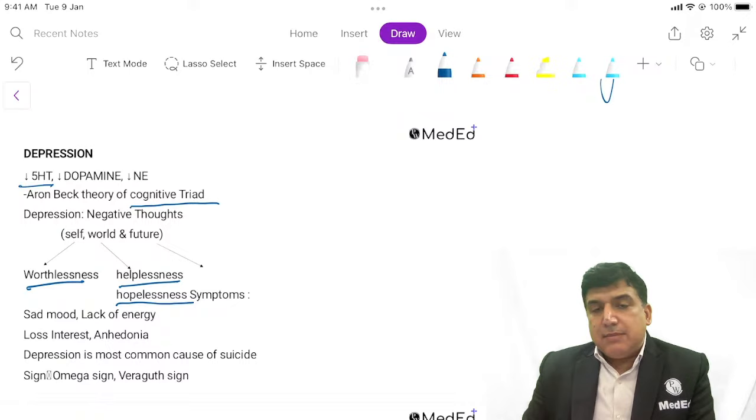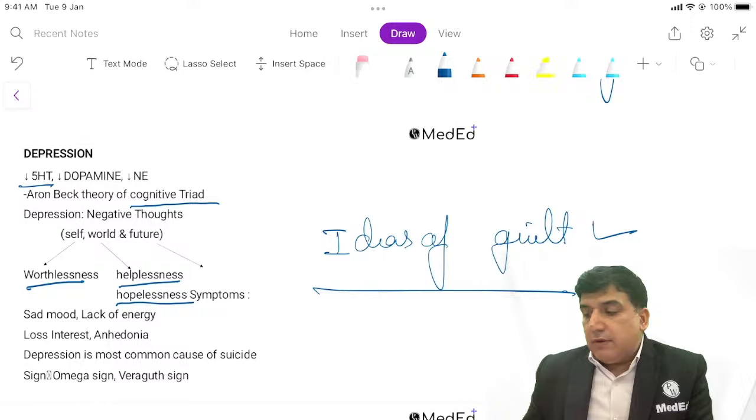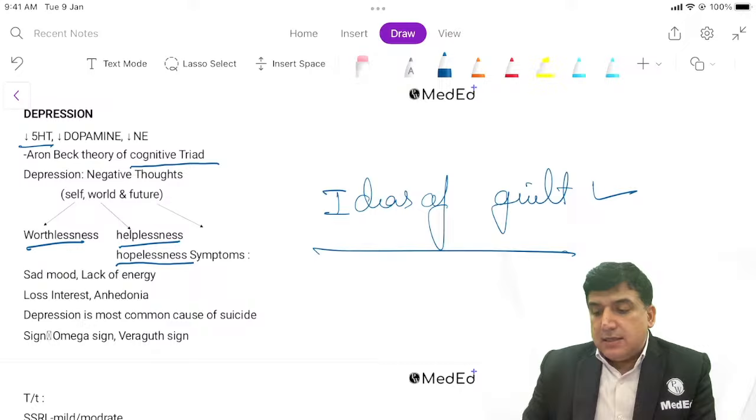Okay, so sometimes they ask, all of the following come under the cognitive triad of Aaron Beck, except, and the fourth option they usually give is ideas of guilt. Dear student, that doesn't come under the cognitive triad of Aaron Beck. We have ideas of worthlessness, helplessness, and hopelessness. Okay, other symptoms of depression are what? Sadness of mood, decreased energy, loss of interest in day-to-day activity, loss of pleasure in activities which were pleasurable previously, like anhedonia. Depression is the most common cause of suicide among psychiatric disorders, that you have to remember. In depression, the male-female ratio is 1:2.